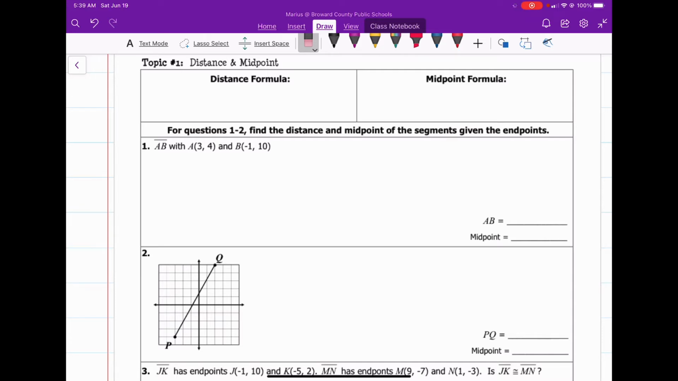Today we're going to do a lesson on geometry, and we're going to focus on the distance and the midpoint formula and how to apply those. So let's go ahead and jump on in.